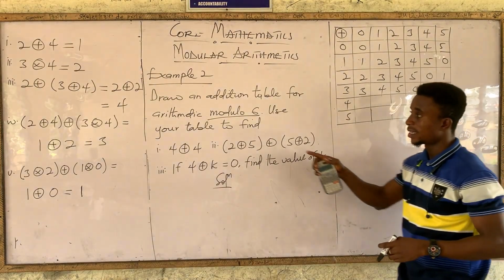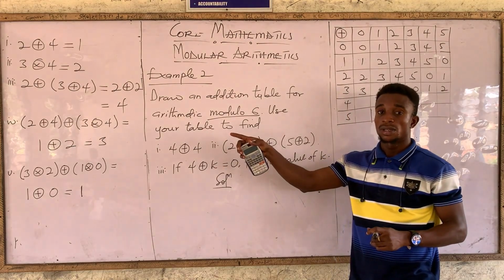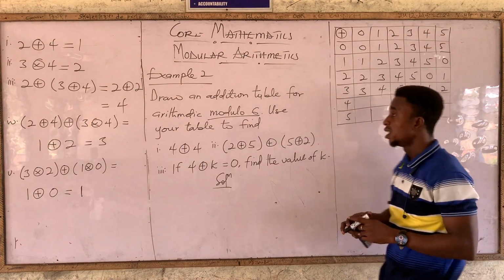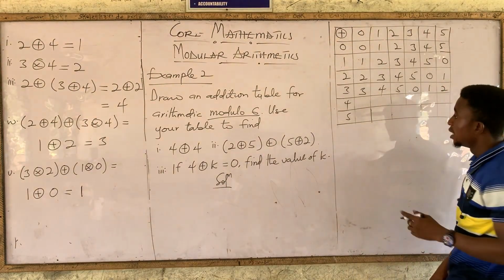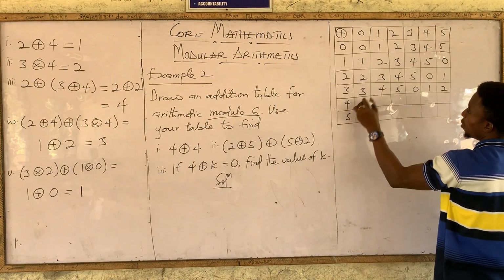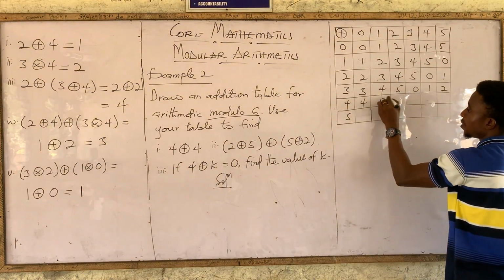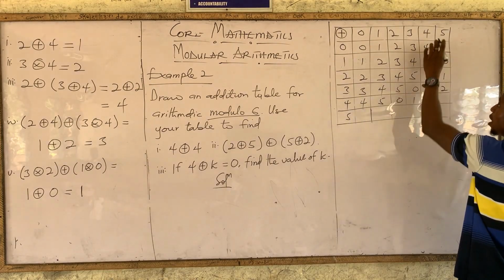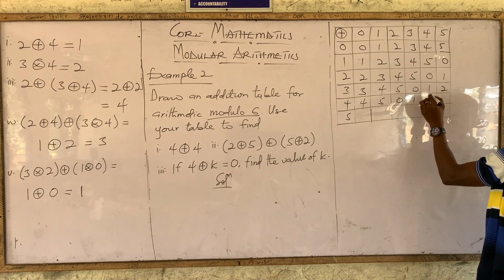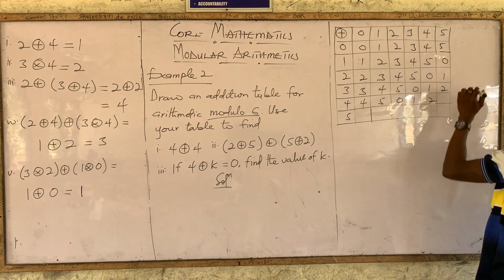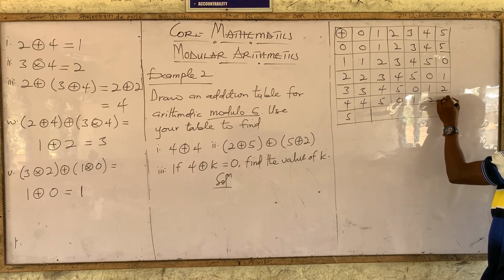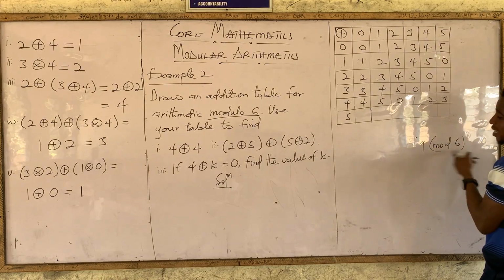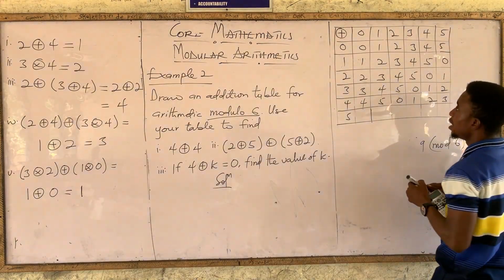So don't forget that you are working in modulo. That is why we normally say understanding the question is part of the exams. Are we getting that? Okay. So let's now proceed. So 4 plus 0 is 4. 4 plus 1, 5. 4 plus 2, 6, so 0. 4 plus 3, 7, 1. 4 plus 4, 8, which is 2. Then 4 plus 5, 9, which is 3. So that is 9 mod 6. Are you getting that? And that one will get you this 3. Let's now proceed.